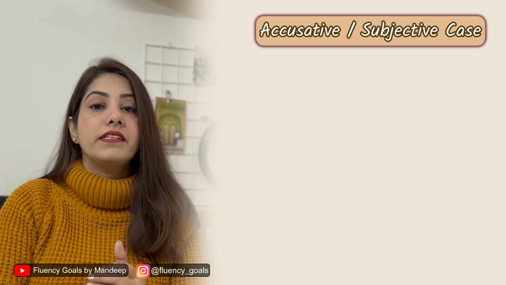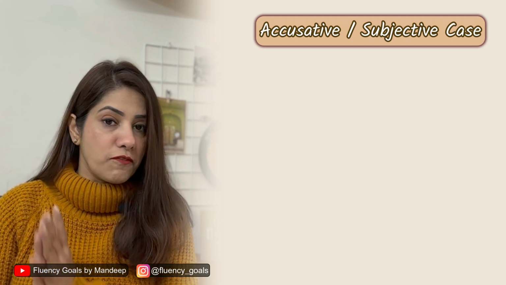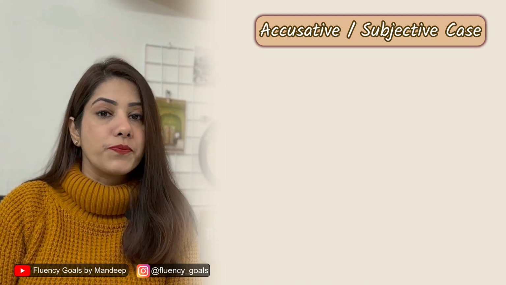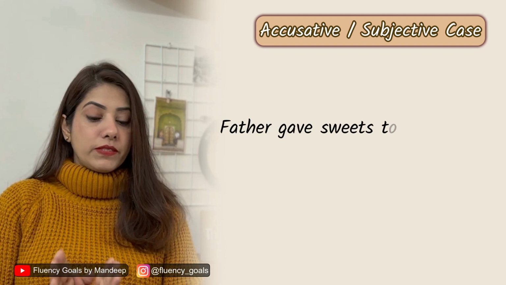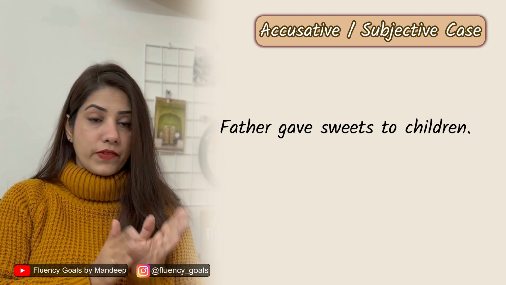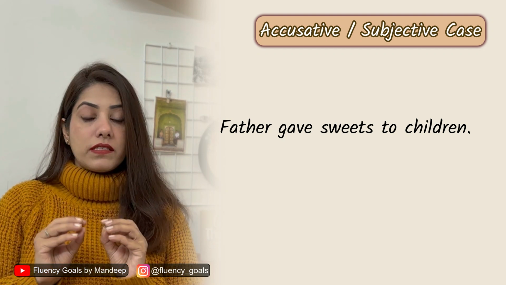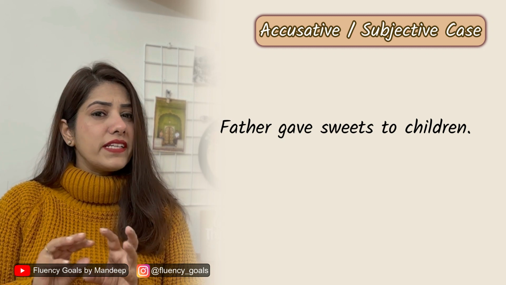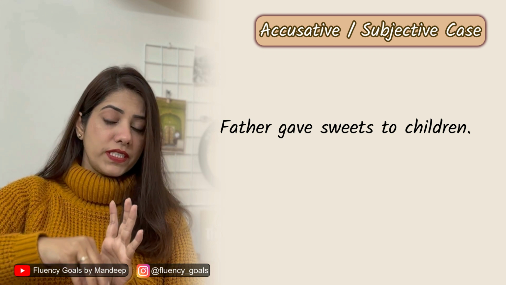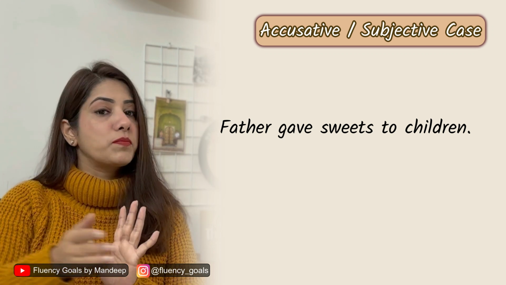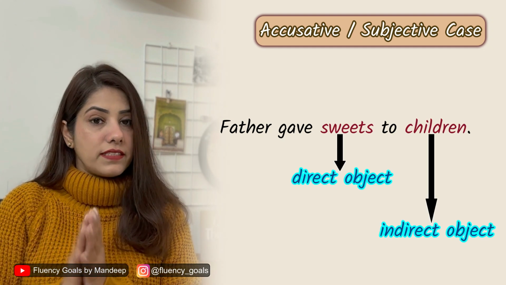Now let me explain here in brief what are the direct objects, indirect objects, and the object of preposition so that it is more clear to you. So let's take an example here. Father gave sweets to children. Now, as we know, father is the subject, gave is the verb, sweets is the object, children is also object. Now the verb, the action gave, is directly experienced by sweets. And further, those sweets are being given to another object, that is children. So sweets is the direct object, children is the indirect object.